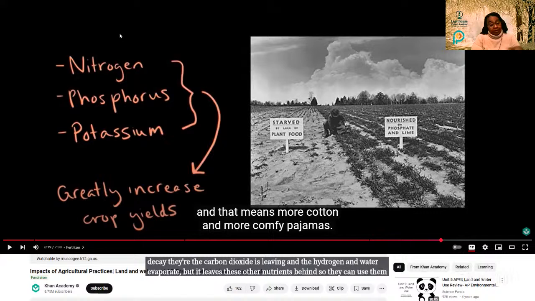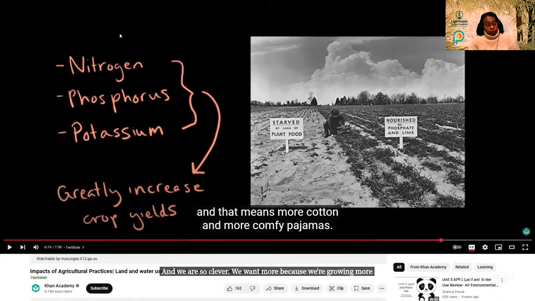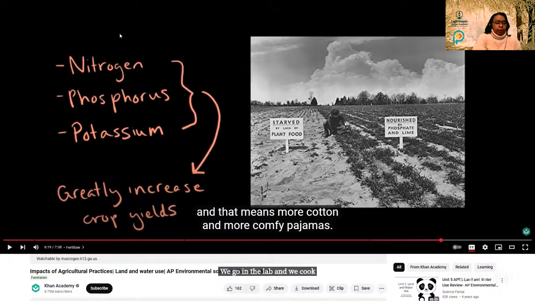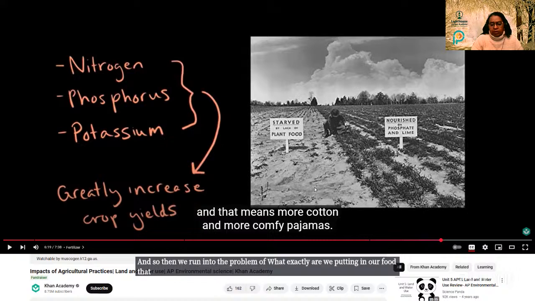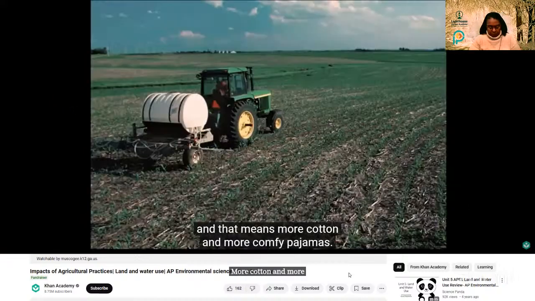But like she said, we are so clever. We want more because we're growing more crops and we want bigger and better crops. We go in the lab and we cook up a man-made version of the fertilizer. And it also probably has things in it that are not so good for us. And so then we run into the problem of what is that? What exactly are we putting in our food that is making it grow better? Is it good for us? So that's the problem we run into there with fertilizers. More cotton and more comfy pajamas.